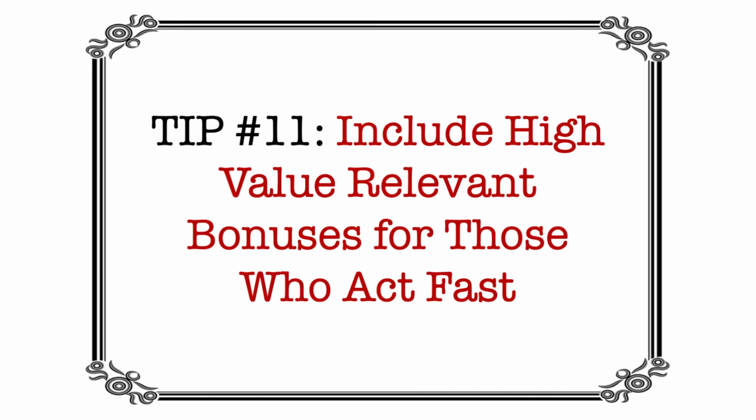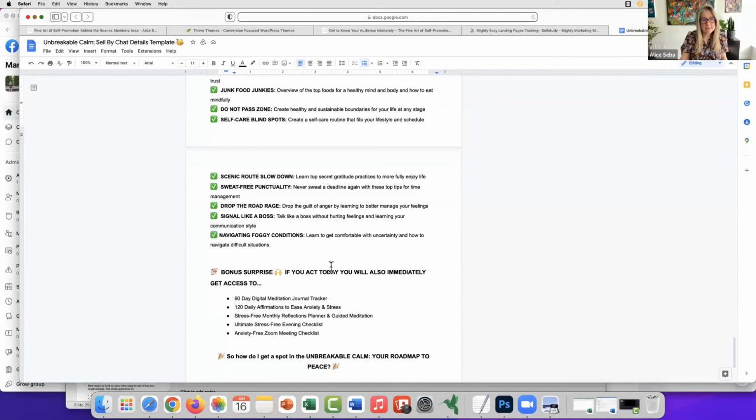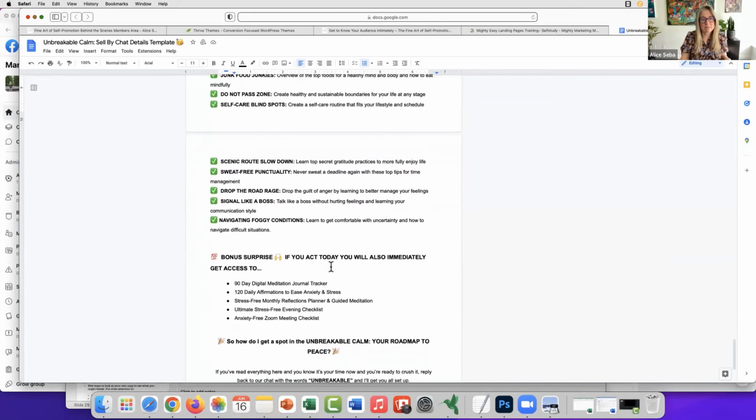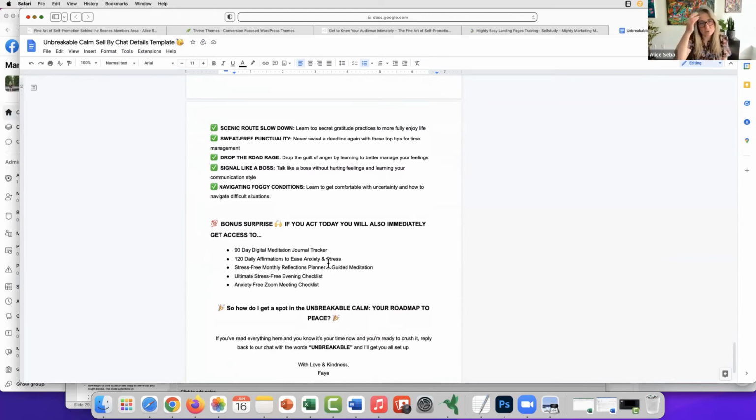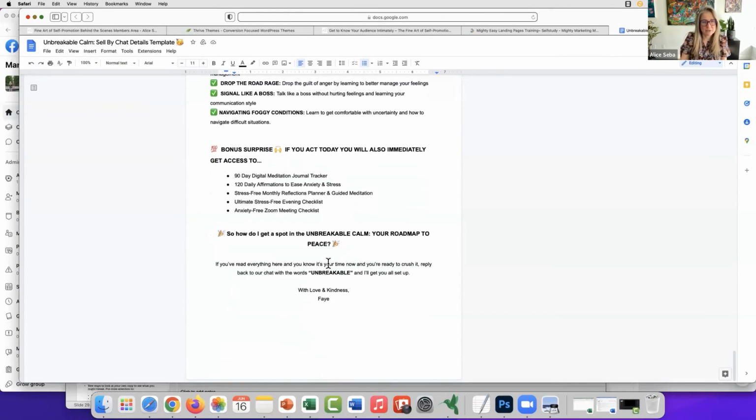Tip number 11, include high value relevant bonuses for those who act fast. Then it says bonus surprise. If you act today, you will also get immediate access to, and that's brilliant. I love it. Smart to have those if you act today. It would be easier to do this if she was speaking to the person, right? To say, can I sign you up today? And she doesn't want to do that hard pitch. So I totally get it, she might not want to be on the phone with them, but it makes it more of an urgency thing if she was able to do it that way.